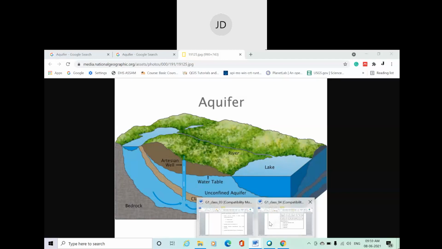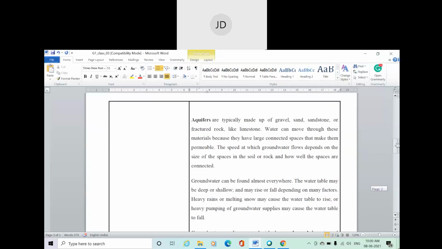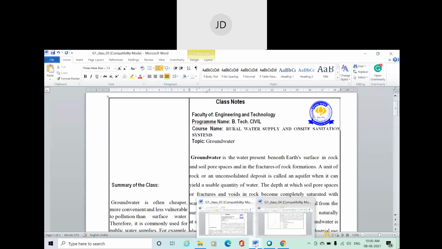Okay, so this is all about groundwater. What is the basic idea about groundwater? I'll share these notes, and we will go through them in detail.